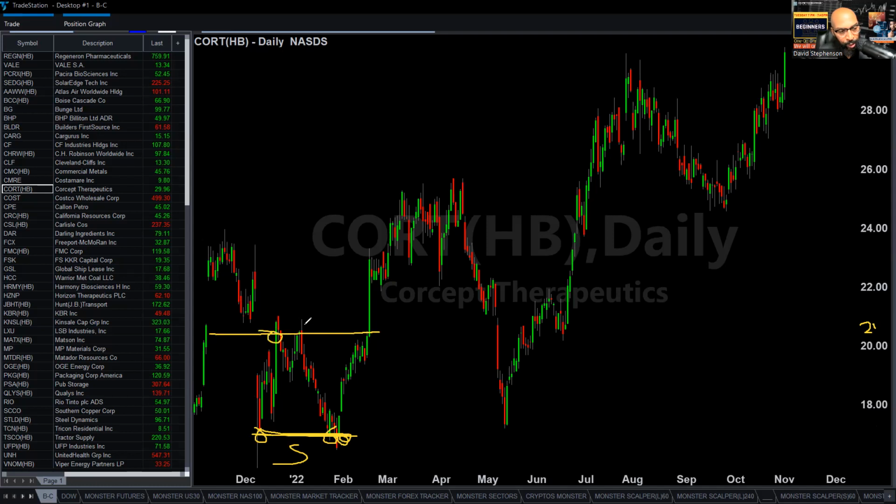Resistance is right here. This is where the sellers came in. We'll count it right here. All right, good job. So that's our accumulation phase. And look what happened when the buyers finally came in and broke resistance.